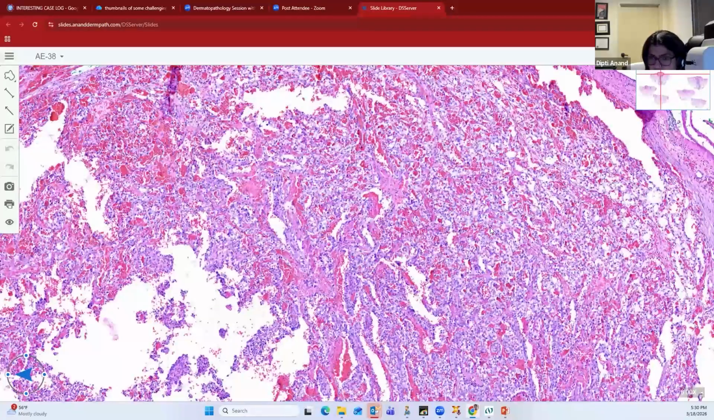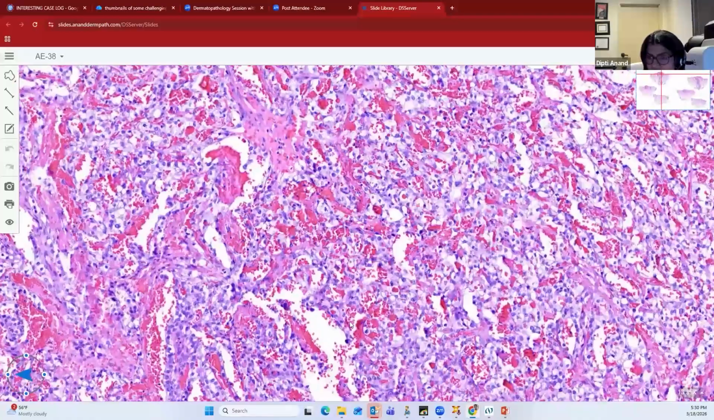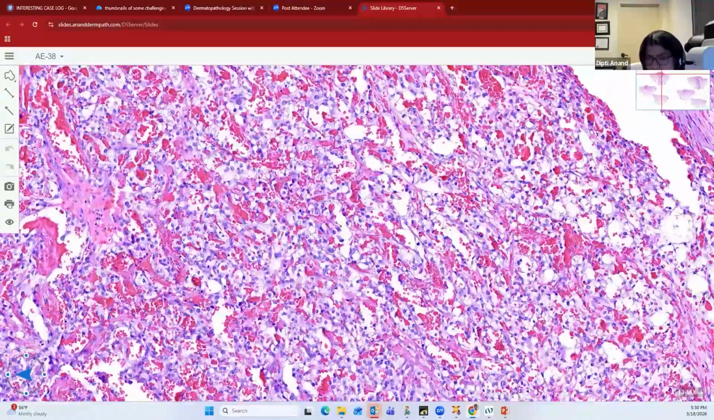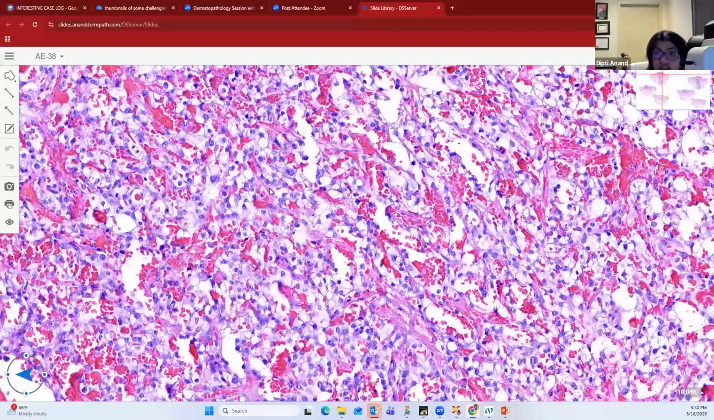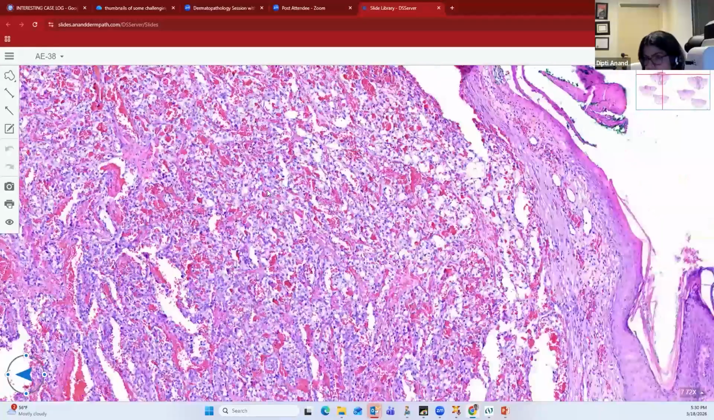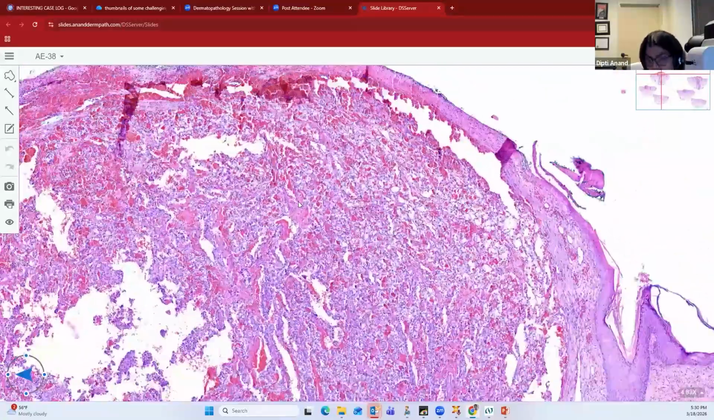So you can see there's lots of extravasated blood and hemorrhage. And in the background of the hemorrhage, you can see these packed nodules of cells with clear cytoplasm. Even though it's a met, typically the cells are not that ugly. But it's not a clear cell hidradenoma because A, you have the hemorrhage.